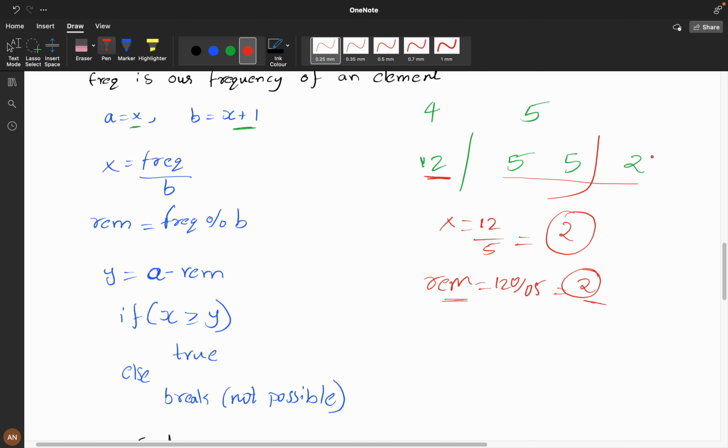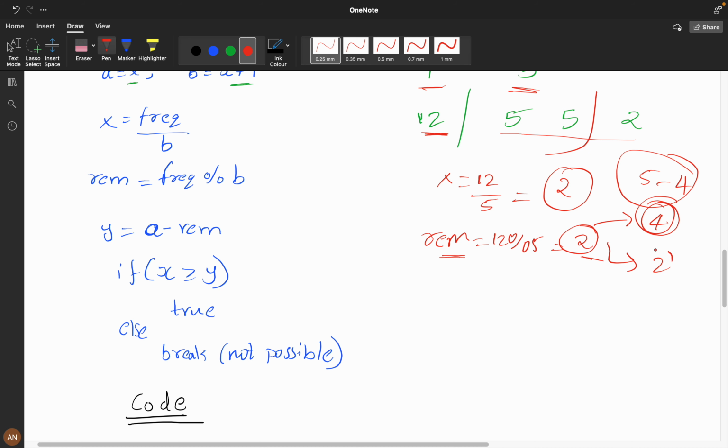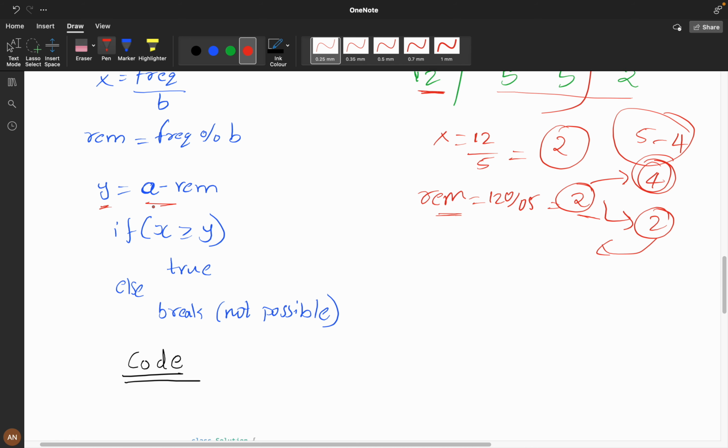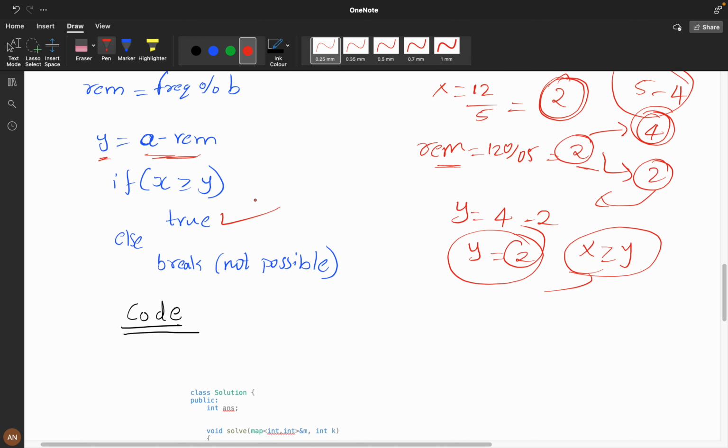And how many elements do we require? It should reach 4. My elements were taken as 4 or 5, so it should reach 4. How many elements do we require here? 2. So we will check whether 2 is present or not. So y is equals to a minus remaining. A is 4, my remaining is 2. Here y is equals to 2. And here x we have 2 and y we have 2. If x is greater than or equals to y, then it is valid. Then we can say it is true.